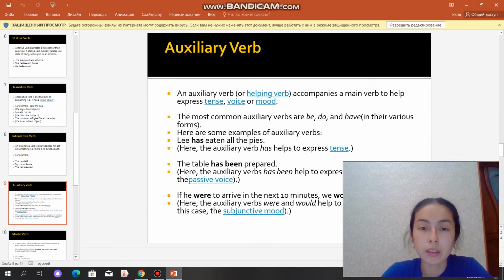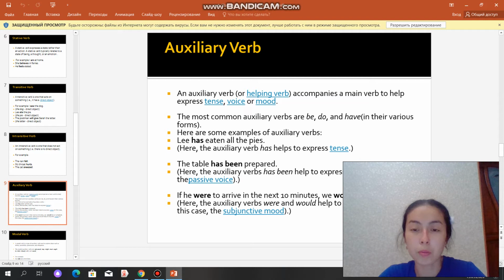Auxiliary verbs. Вспомогательный глагол. An auxiliary verb or helping verb accompanies a main verb to help express tense, voice, mood. Значит, используется для, чтобы обозначить, имеется в виду тут вспомогательный глагол обозначает или выражает, помогает главному глаголу, чтобы обозначить время, там, tense, voice, mood. The most common auxiliary verbs are be, do, and have in the various forms. Yeah, do, does, have, has can be.